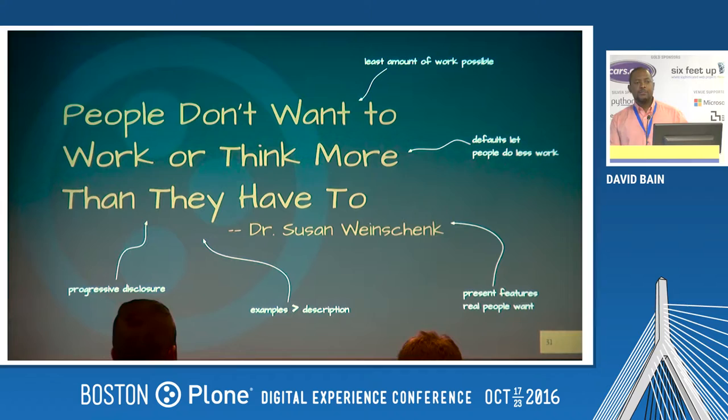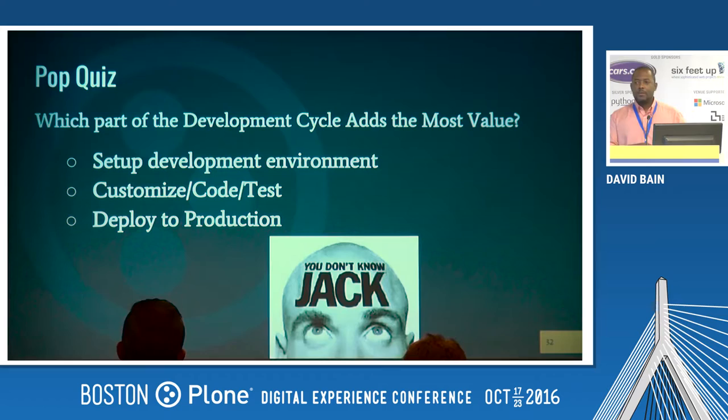And I think some of these concepts can be applied to the developer. So for example, since descriptions aren't enough, I'll soon get to an example of progressive disclosure in the context of a little more thing. But here's a quick quiz. Which part of the development cycle adds the most value? This is partially my opinion. I should have had A, B, C.